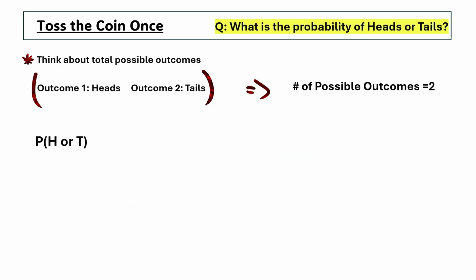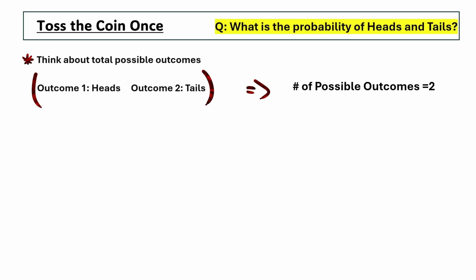So now I'm going to say that P of H or T, which means probability of heads or tails, is equal to probability of heads plus probability of tails. P of H is simply 1/2, and P of T is simply 1/2 as well. So we're going to get that 1/2 plus 1/2 equals 1.